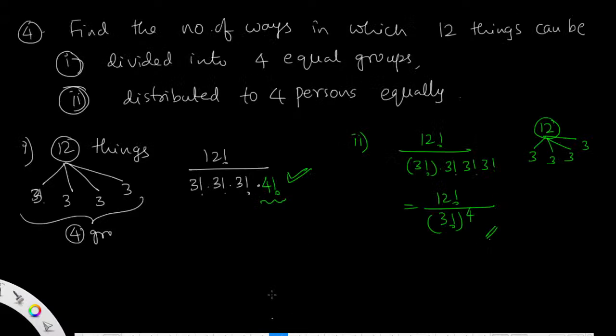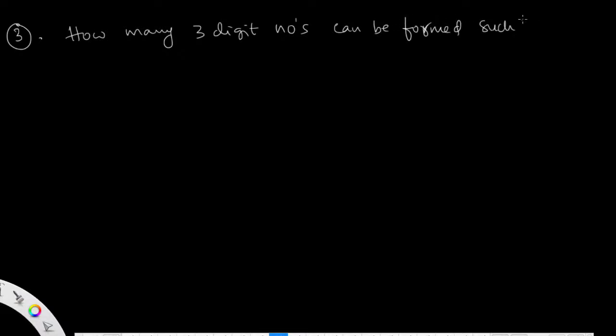Question number 3. How many 3-digit numbers can be formed such that its digits are in increasing AP. The digits are in increasing AP.